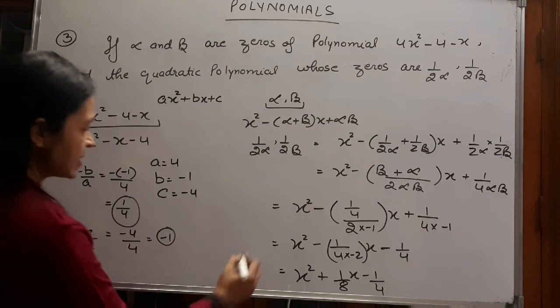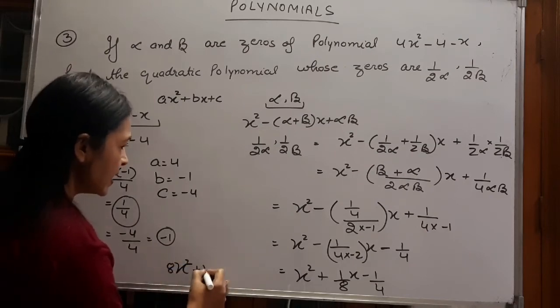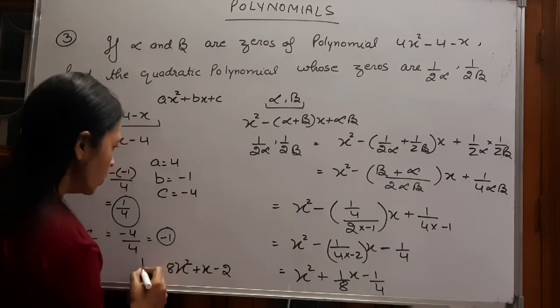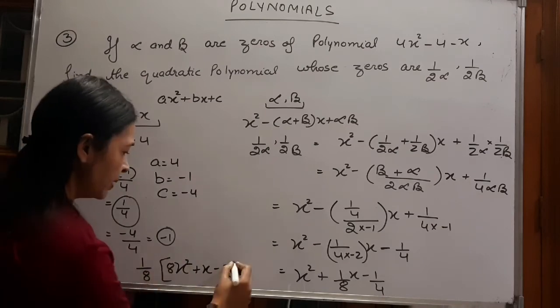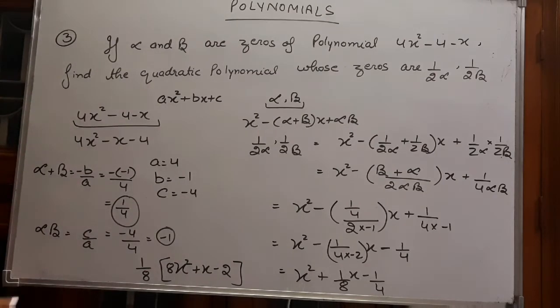Taking 8 as LCM, what will be our polynomial? 8x square plus x minus 2. You can take 1 by 8 outside. And this is our polynomial, 8x square plus x minus 2.